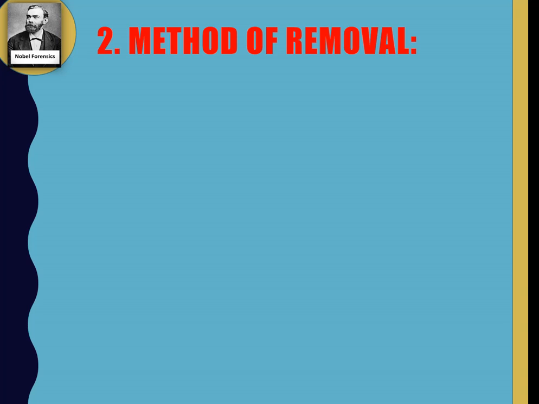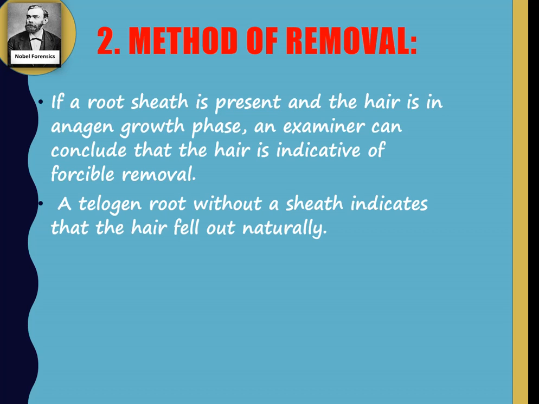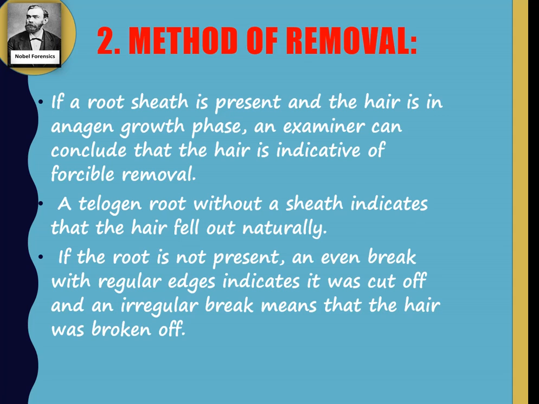Then method of removal means we can identify whether the hair was cut, plucked or naturally fallen off. If a root sheath is present and the hair is in the anagen growth phase, an examiner can conclude that the hair is indicative of forcible removal. When it is in the anagen stage, it is in the active growth phase, so it cannot easily fall off. So if somebody plucked it out, it will come out of the follicle, so there is some forcible removal. Then a telogen root without a sheath indicates that the hair fell out naturally. If the root is not present and there is an even break with regular edges, it is a cut hair.